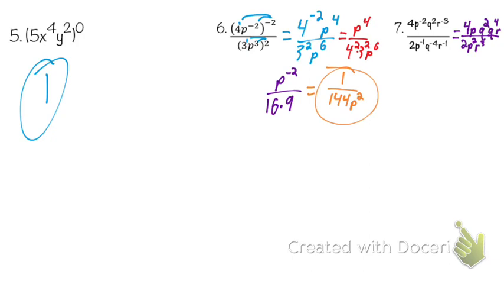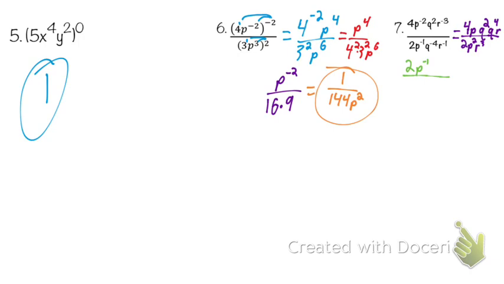4 divided by 2. Negative 2. Yeah, just positive 2. P and p squared. What are we going to do with that p to the first, p to the second? Subtract. What's 1 minus 2? Top minus bottom. P to the negative first.